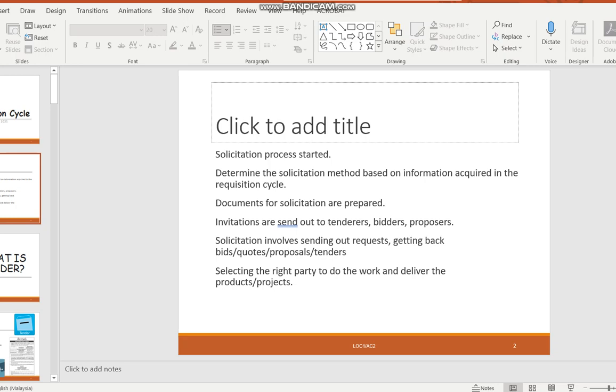After that, you'll be getting back all the bids and proposals, and then you need to select. You need to go through evaluation procedures in order to select the right party to do the work and deliver the final product for you. This is really the closest part that you can get to delivery. You're going out to select the party that is going to do the job for you.